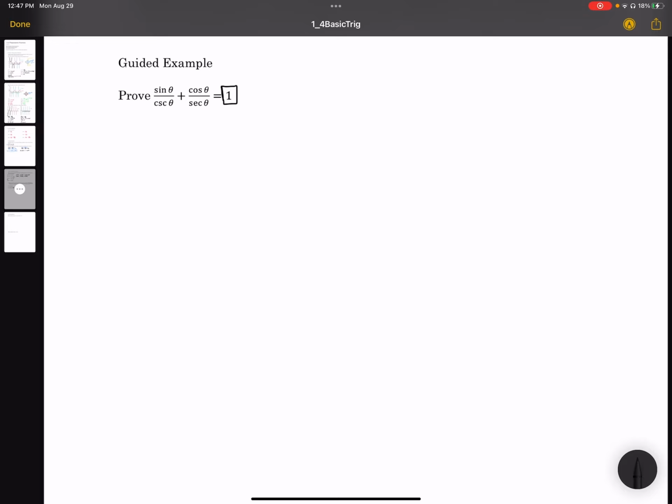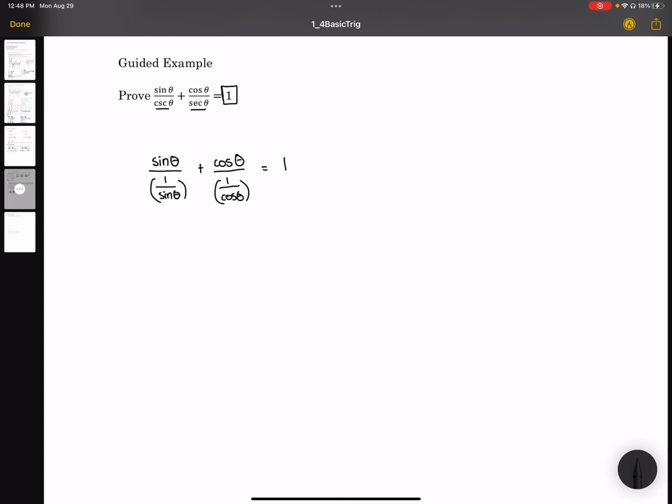So that means that we can turn cosecant and secant into what they represent in terms of sine and or cosine. So in this case, we would get sine theta divided by cosecant, which is the same as 1 divided by sine theta. And then we'd have plus cosine theta divided by 1 divided by cosine theta, and that equals 1. So next, we know that if we are dividing by the function, we can multiply by its reciprocal.